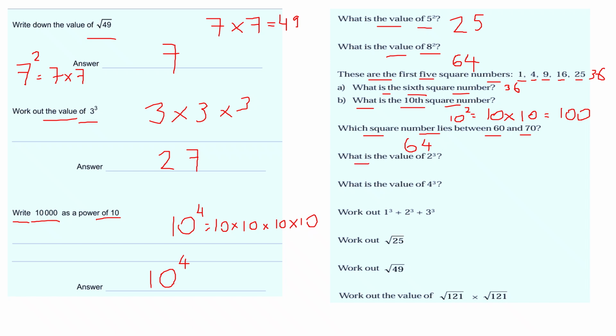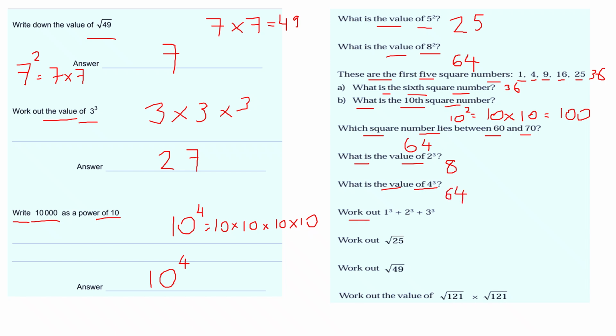Next up, guys, what is the value of 2 cubed, or 2 to the power of 3? That means 2 times 2 times 2, which of course is 8. Next up, what is the value of 4 to the power of 3, or 4 cubed? That means 4 times 4 times 4, which is 64.